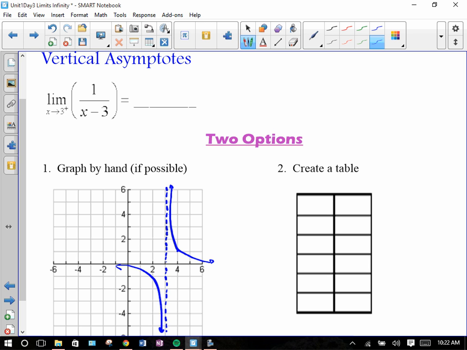Alright, so here's our graph. And this asks, again, the limit as x approaches 3 to the right. So we are looking at this side right here. What is this function approaching as we get closer and closer to 3 from the right?